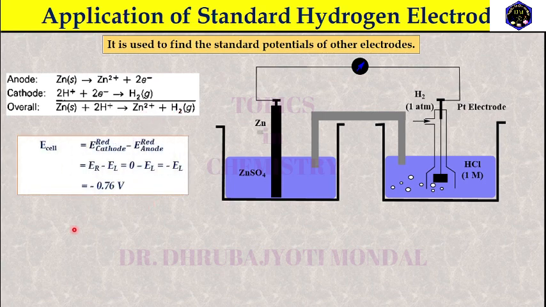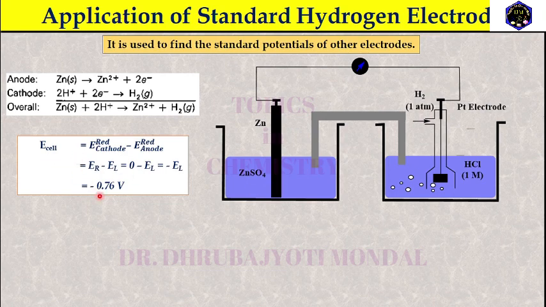Now you know that E cell is equal to E reduction of the cathode minus E reduction of the anode. That means ER minus EL. That is equal to 0 minus EL. Already I mentioned that the standard electrode potential of the hydrogen electrode, the right hand electrode, is equal to 0. So 0 minus EL is equal to minus EL. That means E cell is equal to minus E of the left hand electrode.